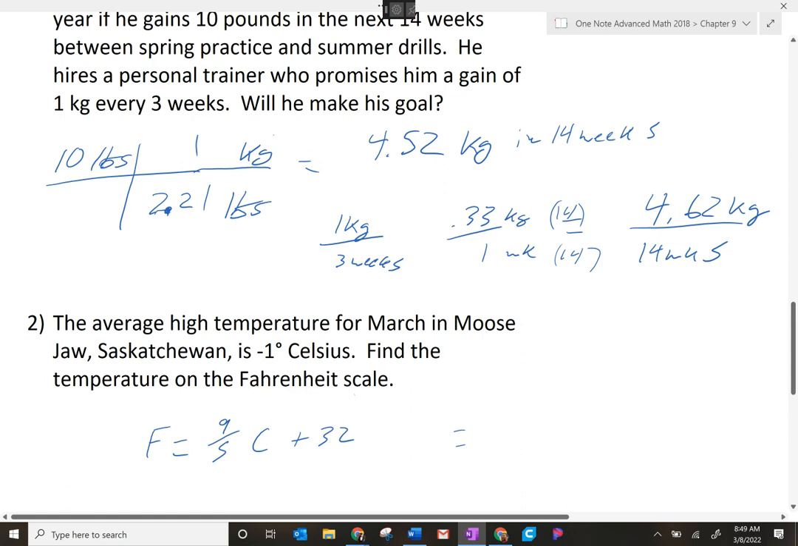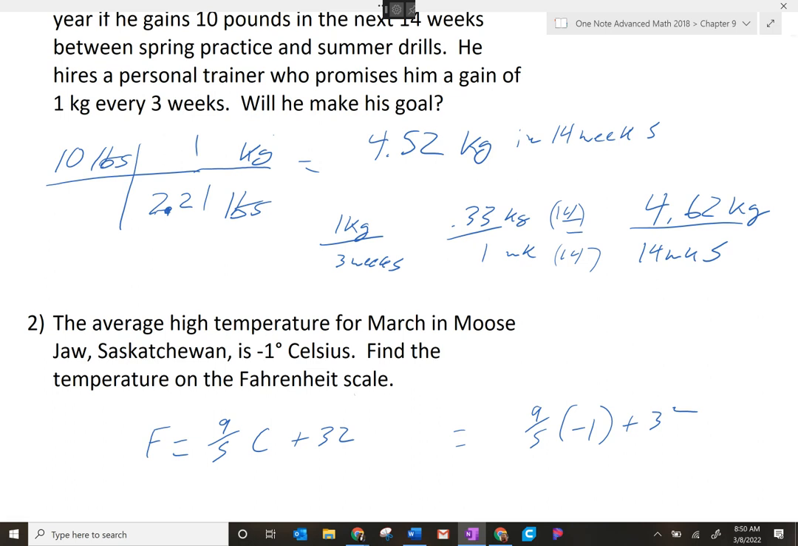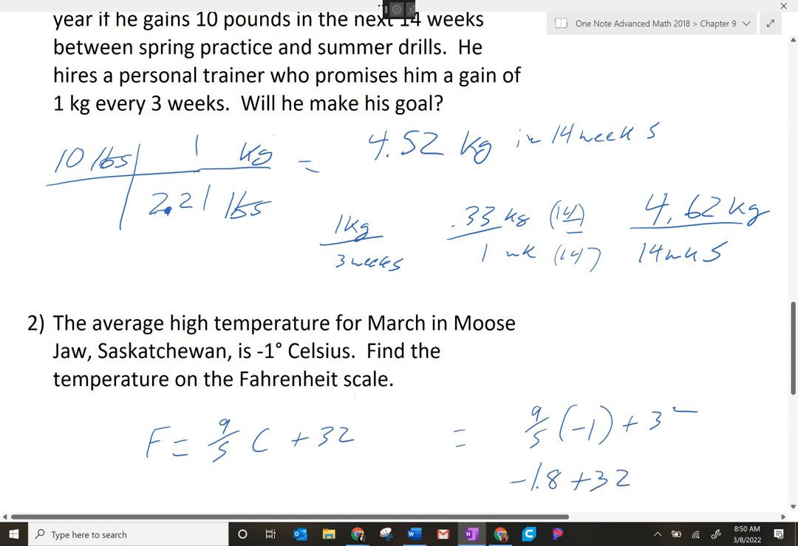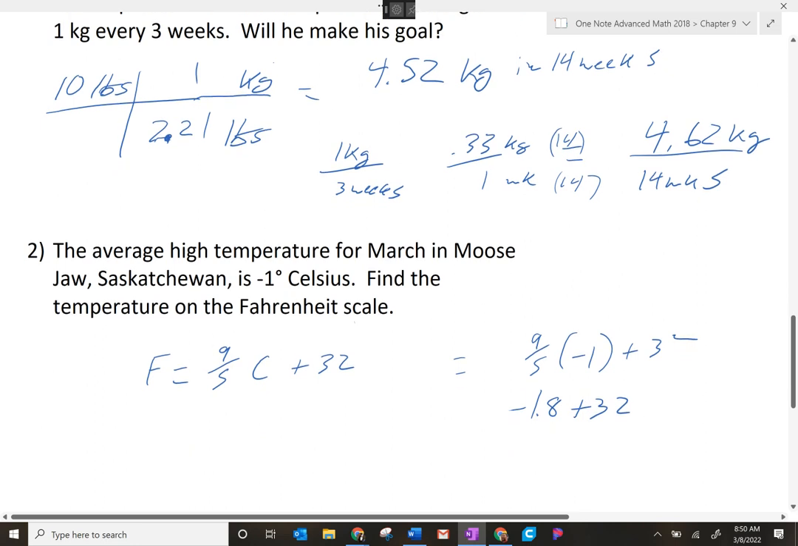Okay, so I've got 9/5 times -1 + 32. So 9/5 times -1. Again, we can change that 9/5 into a decimal. So I get -1.8 + 32. So the temperature in Moose Jaw, Saskatchewan is going to be 30.2 degrees Fahrenheit.